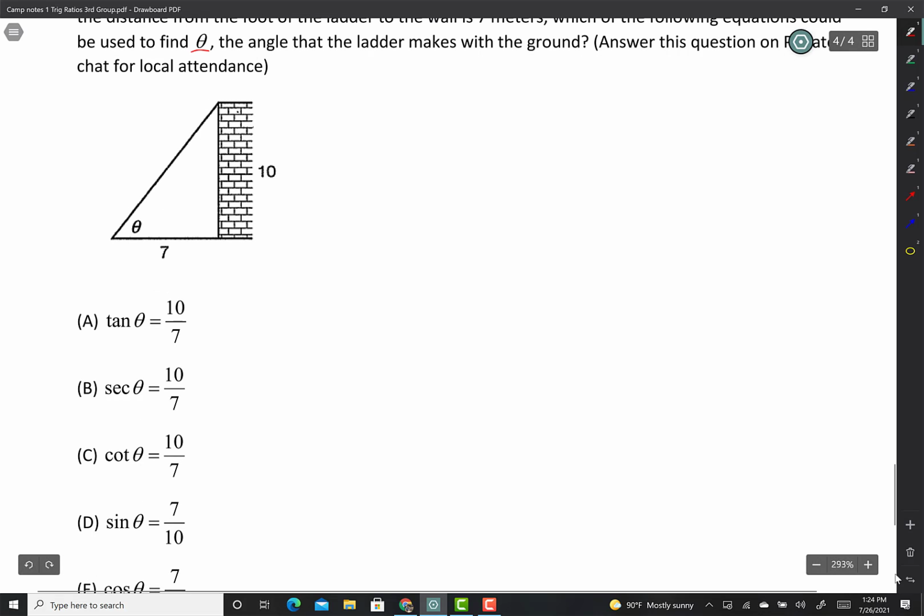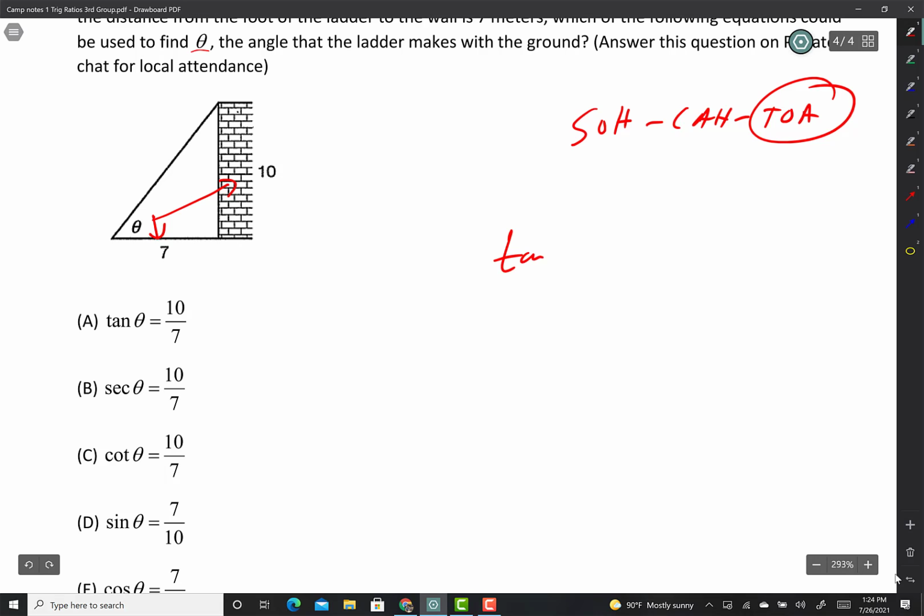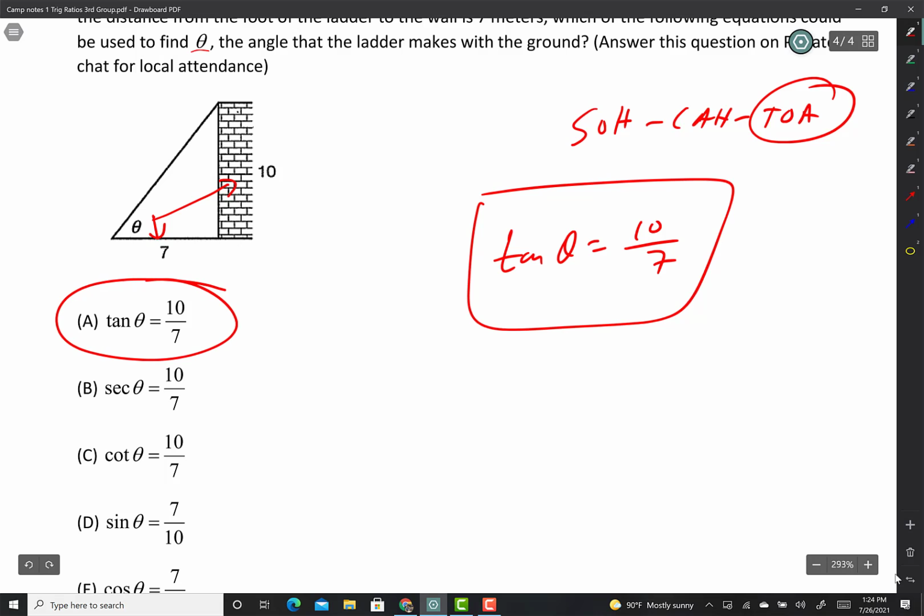So look, with respect to theta, is that 10 opposite, adjacent, or hypotenuse? Opposite. What about that 7? Opposite, adjacent, or hypotenuse? Which one uses opposite and adjacent? The sine, the cosine, or the tangent? The tangent. So tangent of that angle is equal to 10 over 7. So the answer is A.